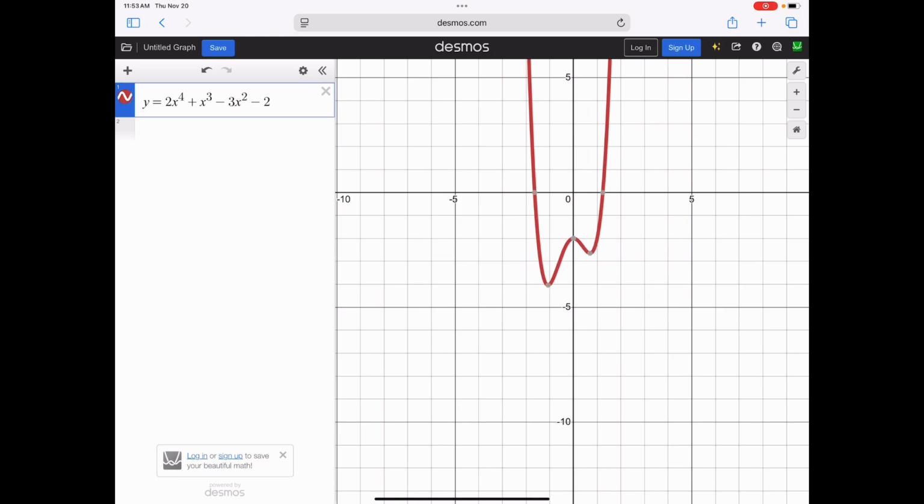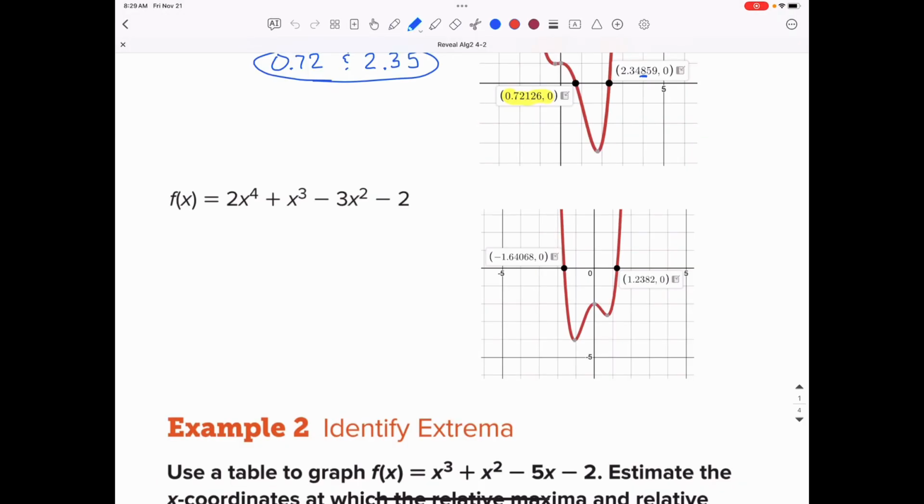Let me highlight those. It crosses there at about negative 1.64 and about 1.238. If I were to round that to the nearest hundredth, since the 8 is 5 or bigger, I should round that up to 1.24. So my x values should be negative 1.64 and about 1.24, again rounding to the nearest hundredth.